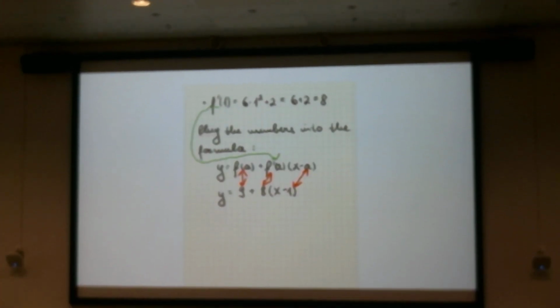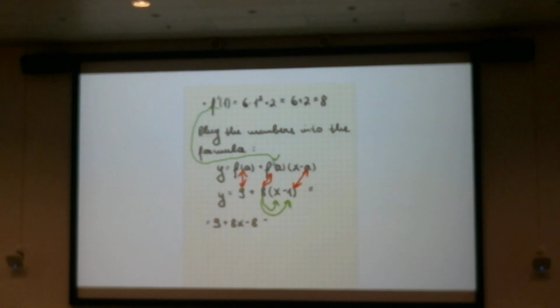Okay, and now we just need to multiply things out. So multiply 8 with x and multiply 8 by minus 1. So this is going to be 9 plus 8x minus 8. And this just gives 8x plus 1. And this is the result that we were seeking to demonstrate. That's indeed the orange line in the graph.